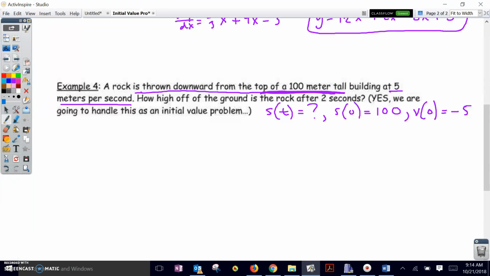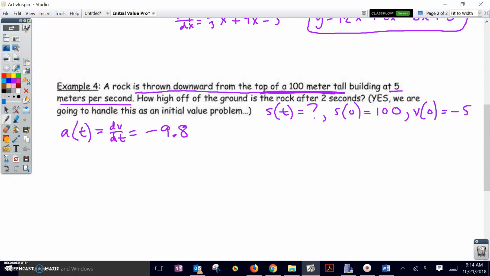All right, and the only other thing I need to know to find this function is what my acceleration function is. Because if you remember, acceleration is the derivative of velocity, and so I can take the antiderivative of that to get the velocity function. Well, acceleration, since we're measuring in meters, is a constant -9.8. We're just going to go to one decimal place with that, -9.8.